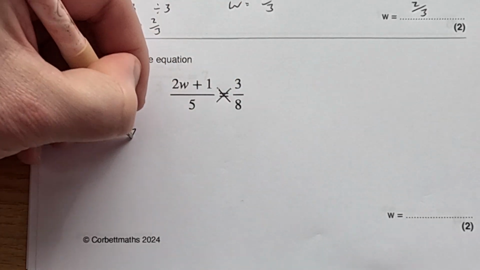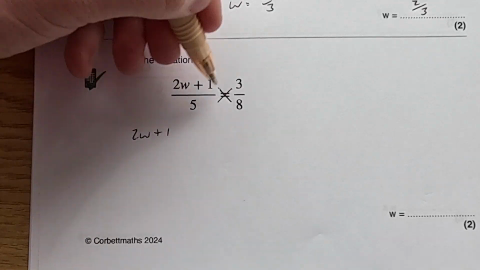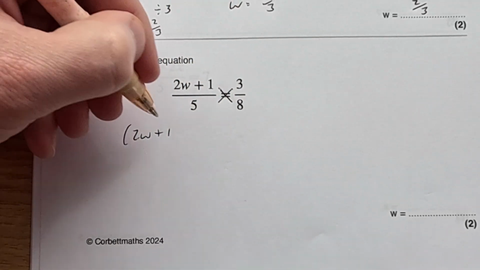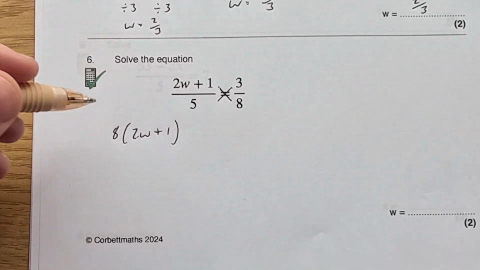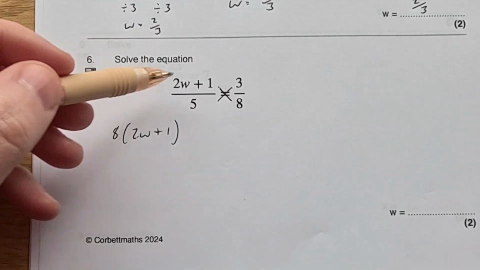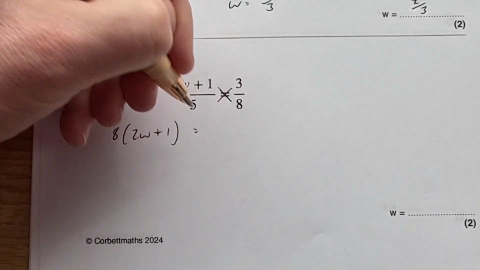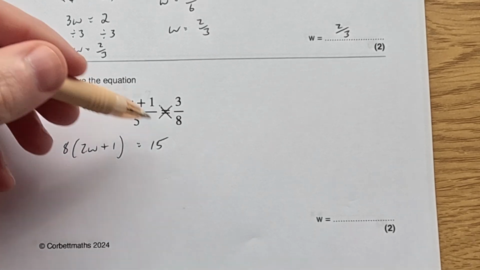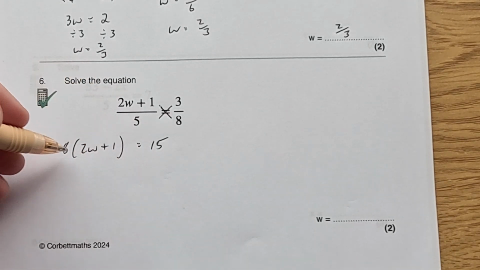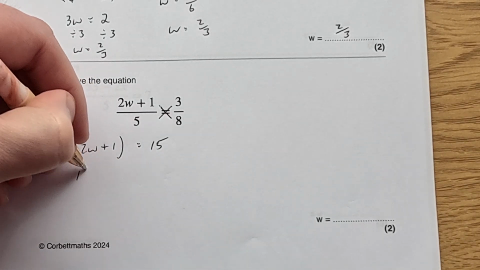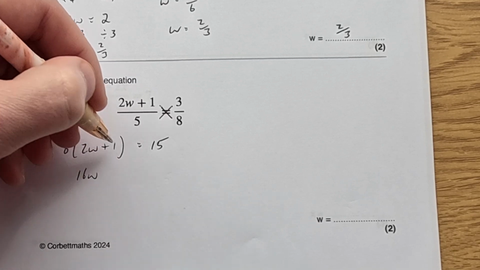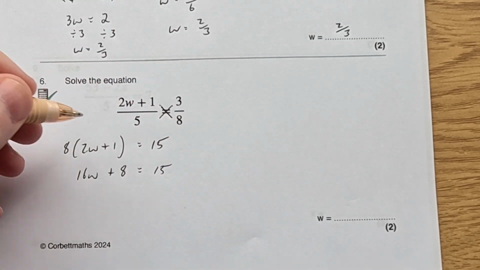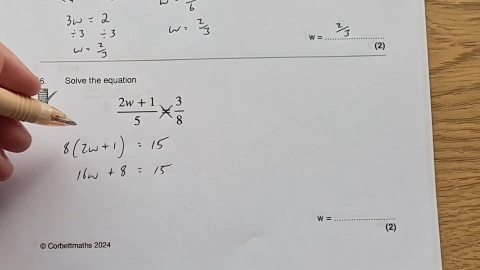So we've got 2w plus 1, multiplied by 8. Now I want to multiply this by 8, so I'm just going to put it in a bracket and put 8 in front of it, because that's 8 times that numerator. So 8 times that equals 3 times 5. And 3 times 5 is 15. Now we want to solve this, so let's expand our brackets. 8 times 2w would be 16w, and 8 times 1 is plus 8, and that equals 15. So we've just expanded our brackets, and now we just need to solve this equation.